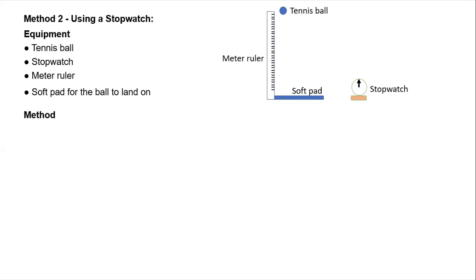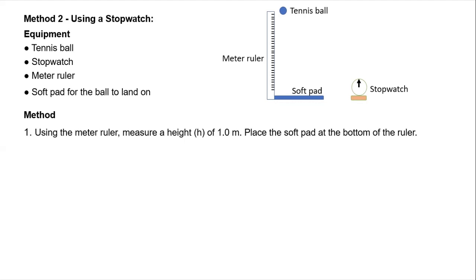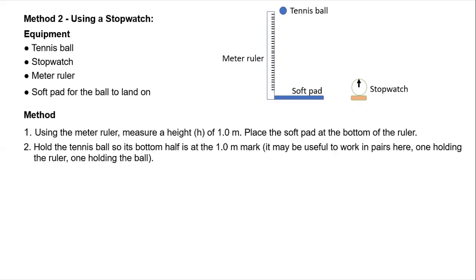Method. Number 1. Using the meter ruler, measure a height of 1 meter. Place the soft pad at the bottom of the ruler. Number 2. Hold the tennis ball so its bottom half is at the 1 meter mark. It may be useful to work in pairs here, one holding the ruler, one holding the ball.